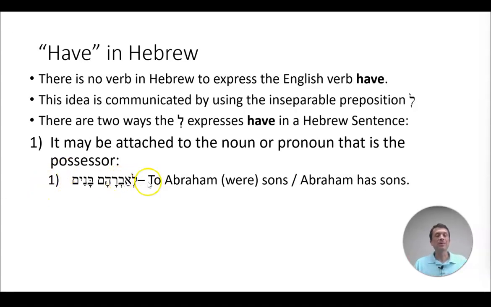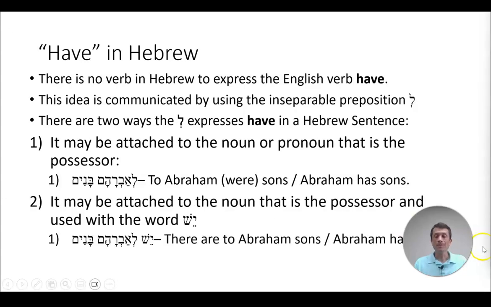So here's an example, LeAvraham banim. Very literally, this is to Abraham were, like a noun phrase, were sons. Or you could simply translate this more naturally in English, Abraham has sons. So that lamed is really communicating the function of the verb to have in English. So it's Abraham has sons.